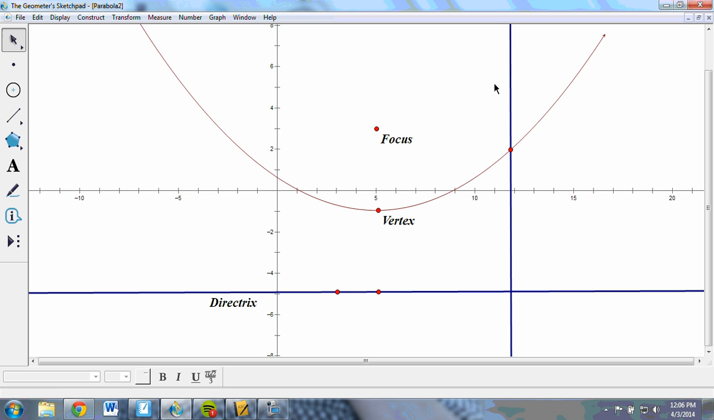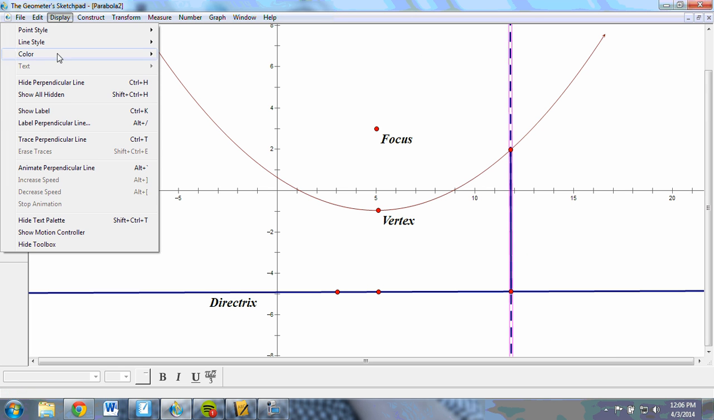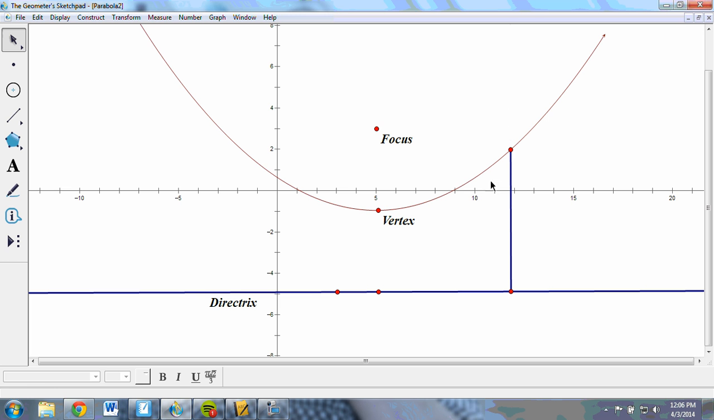Another really interesting thing about parabolas, this is really what a parabola is. If I take any random point on this parabola and connect, oops, I wanted to keep that perpendicular line, and I make this point here, I'm going to draw this segment here, and I'm going to hide that line that I had behind it. If I measure the length of this segment, it is 6.86 centimeters.